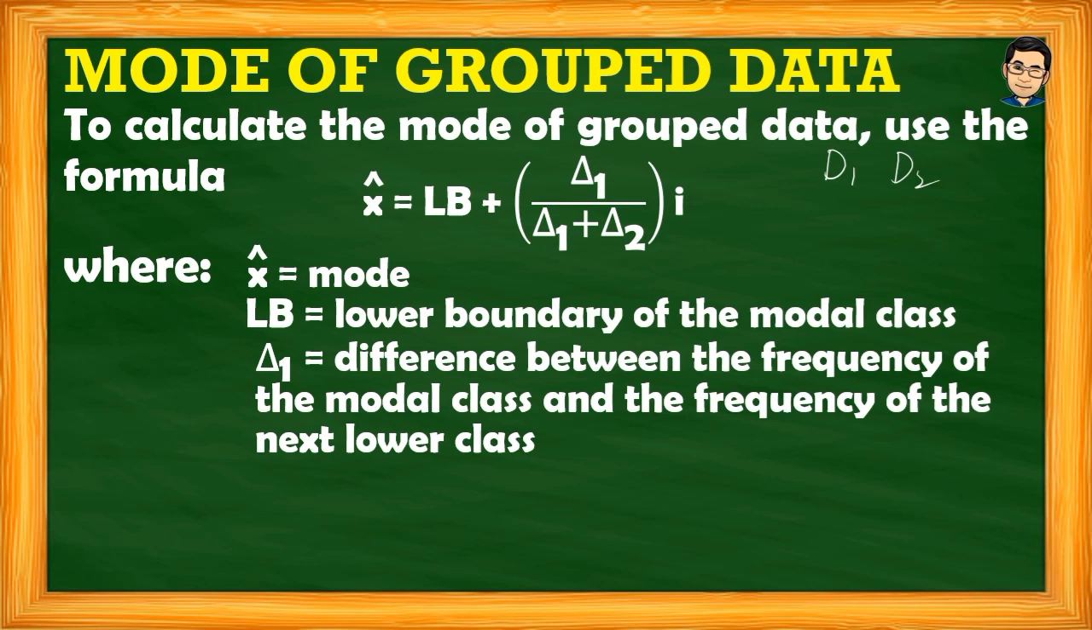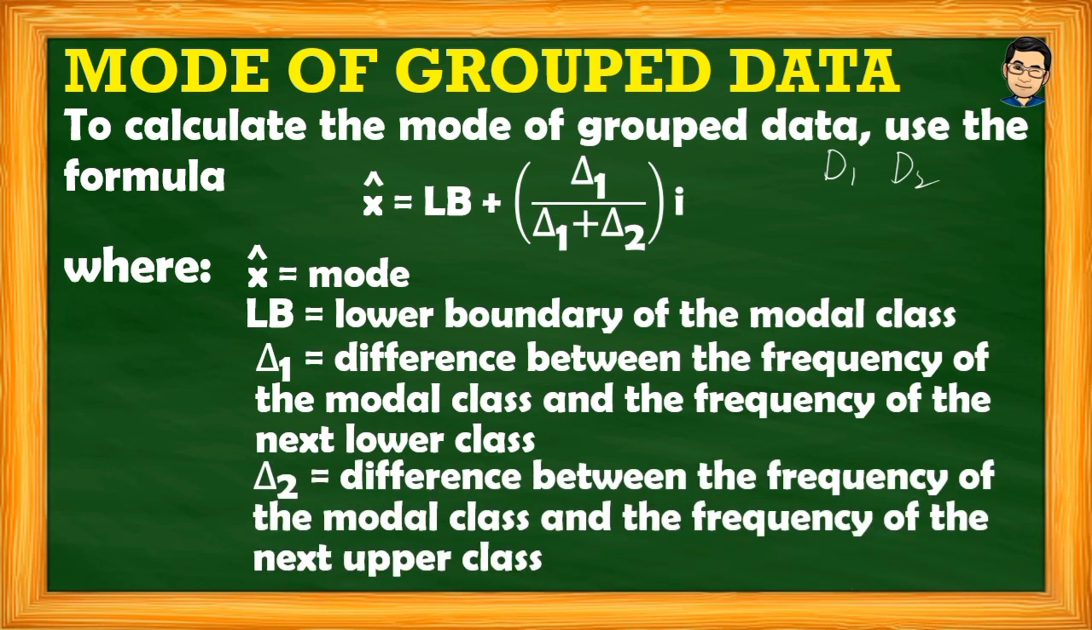Okay, so D sub 1. The difference between the frequency of the modal class and the frequency of the next lower class. So, since we have already determined the modal class, we subtract from its frequency the frequency of the lower class, the one next to it. Next, D sub 2, the difference between the frequency of the modal class and the frequency of the next upper class. So, here it is the opposite. The frequency of the next upper class is what we subtract from it.